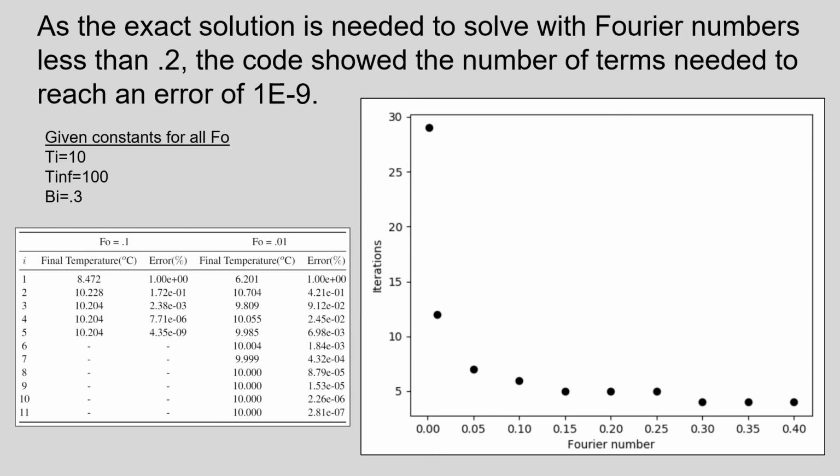The table here shows how that final temperature changes with two different Fourier numbers and how the error changes according to each iteration. And that is our project.